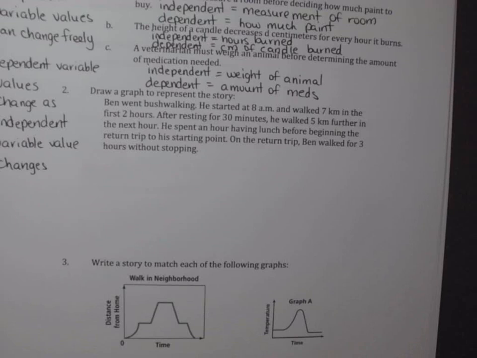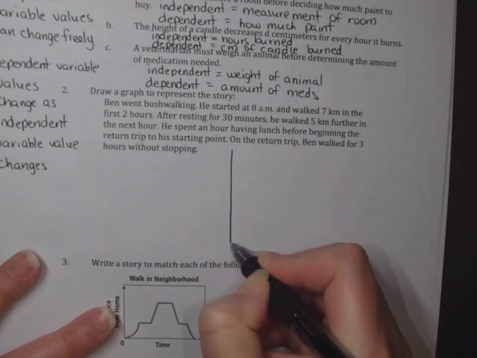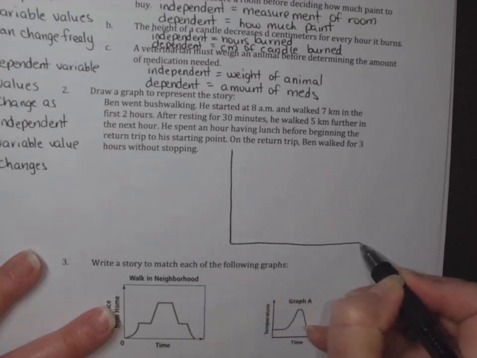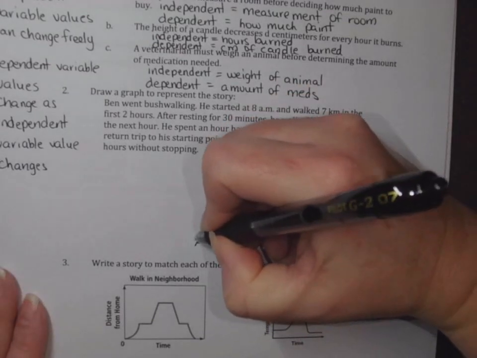Okay. So Ben went walking. He started at 8 a.m. And he walked 7 kilometers in the first 2 hours, and then blah blah blah. So it looks like we can go ahead and set up our graph. I do want y'all to label these graphs. I want them to have a title. I want the axes to be labeled. So it looks like we're going to have time versus distance from home.